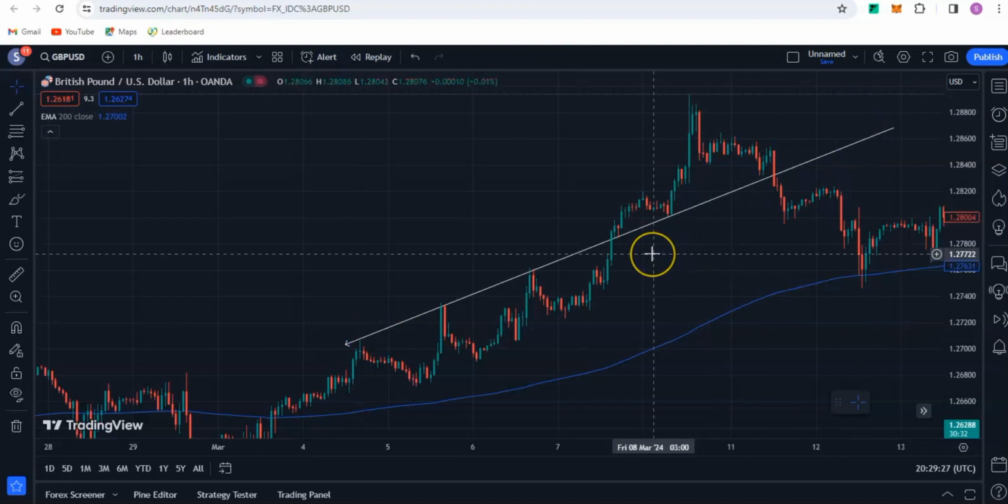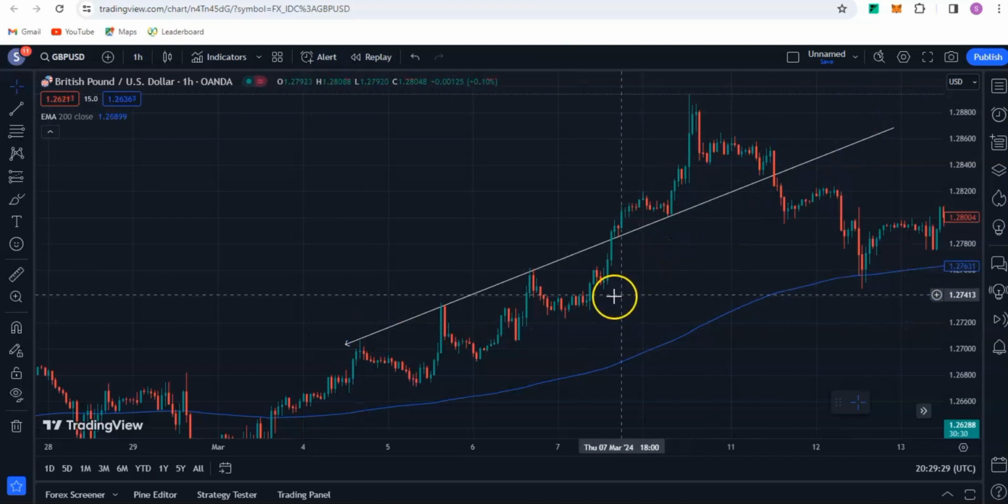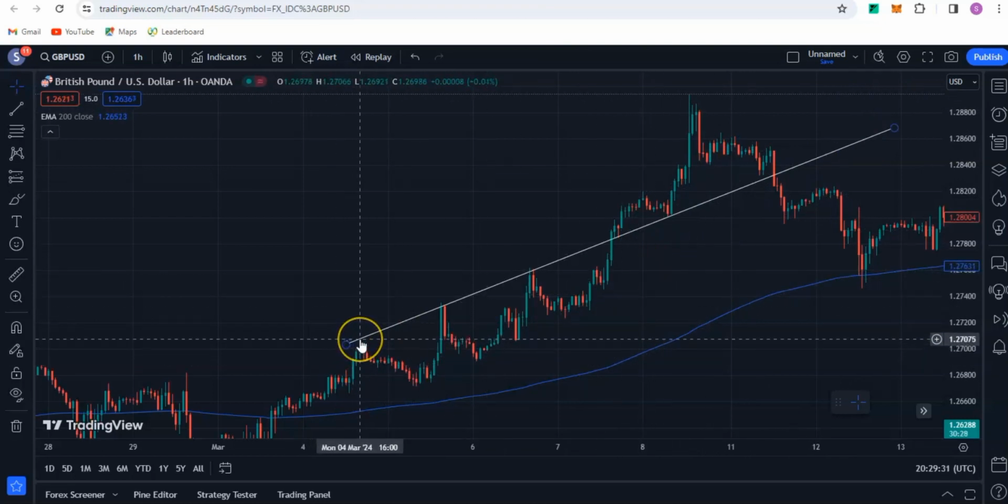For you to have a valid trend line, it must touch two peaks or two troughs. But I don't want to use any fancy term right now. Remember I said I am going to be taking us as if we are just learning as a beginner. So I want you to understand this thing.